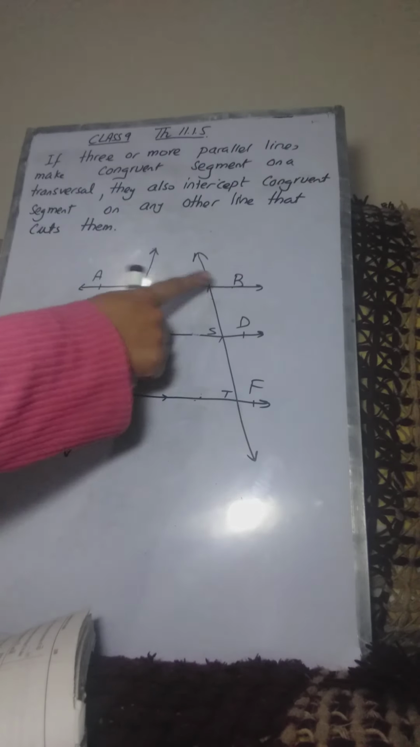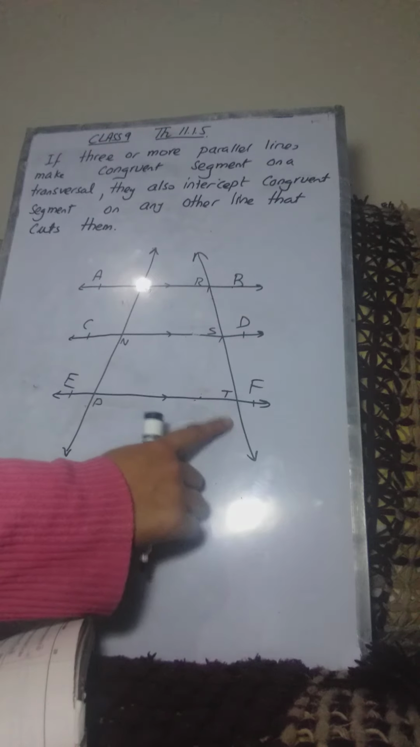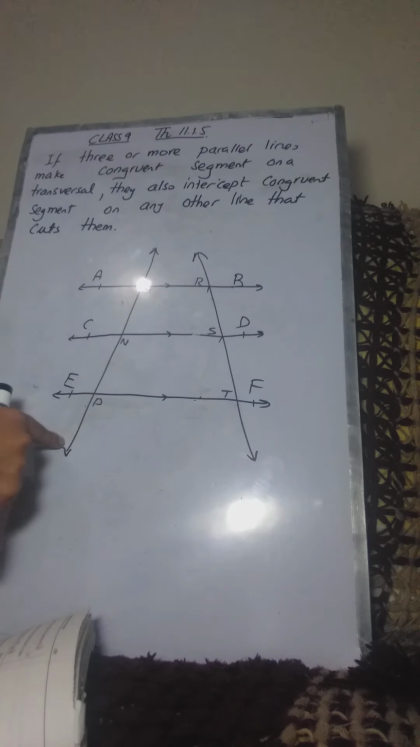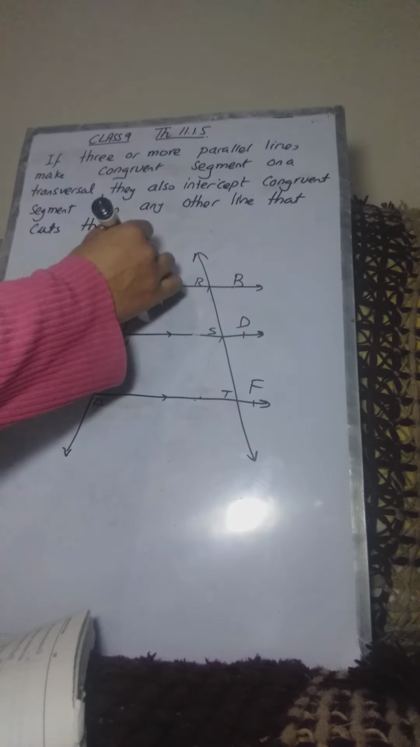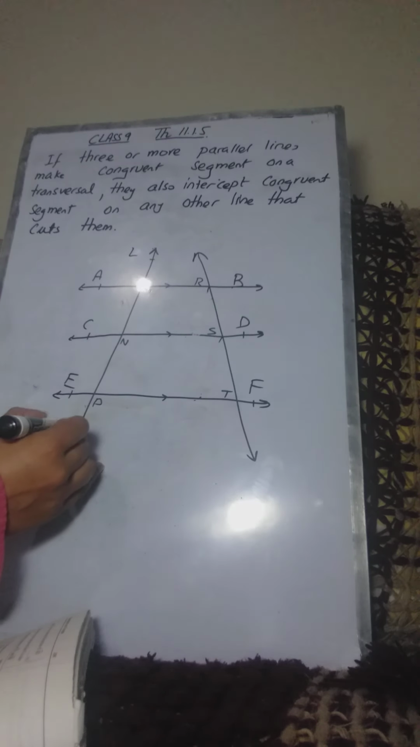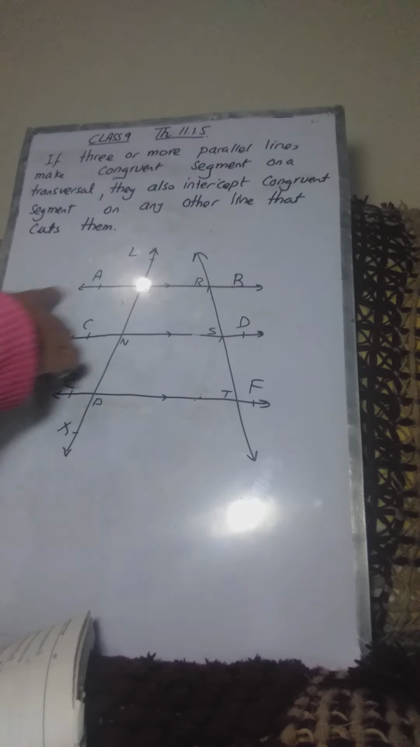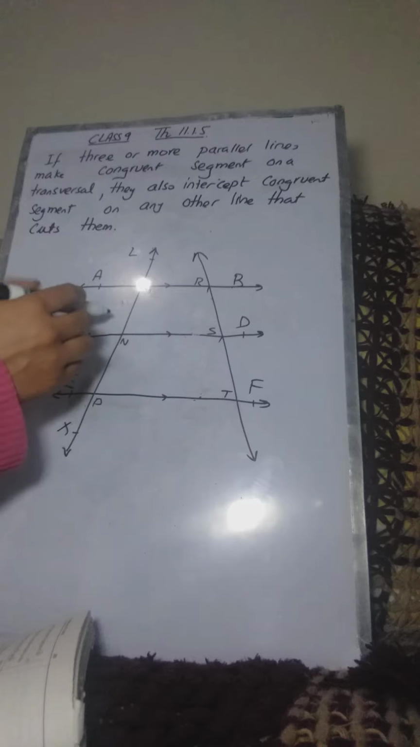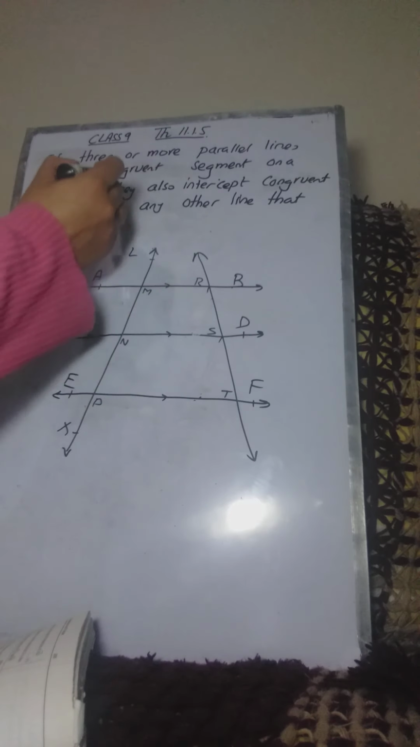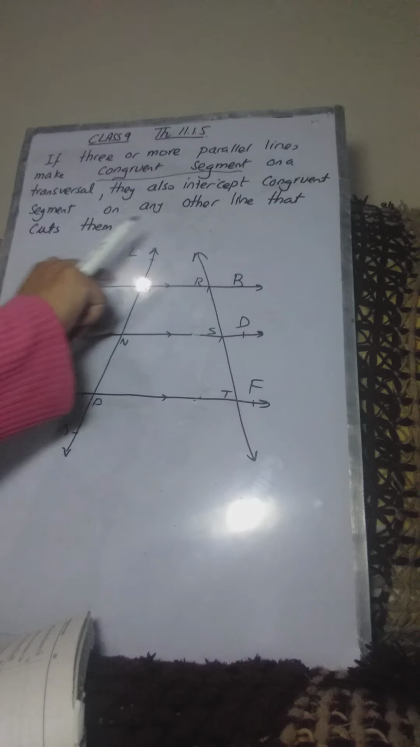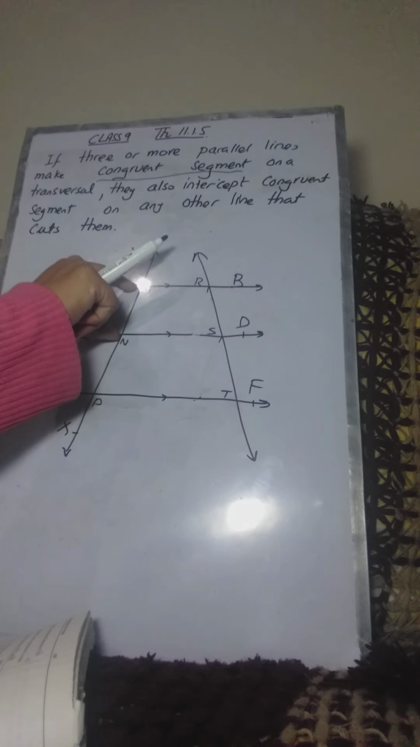So you have three lines A, B, C, D, E, F, and it is given that these three lines are parallel. This is the first thing, and the second thing is that there is a transversal. Okay, let me name it as LX. You have the transversal LX. A transversal is just another line which is cutting these three lines. Okay, so if these three lines make congruent segments on a transversal, congruent segments means the portions of this transversal which are cut off by these parallel lines. Okay, MN is one segment.